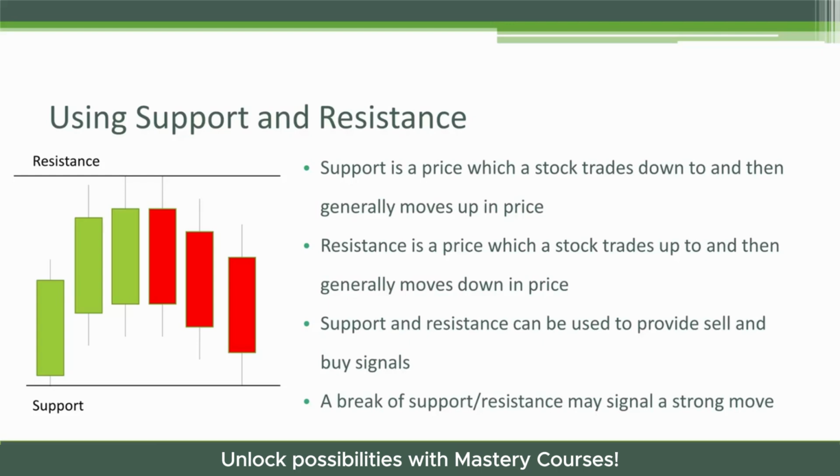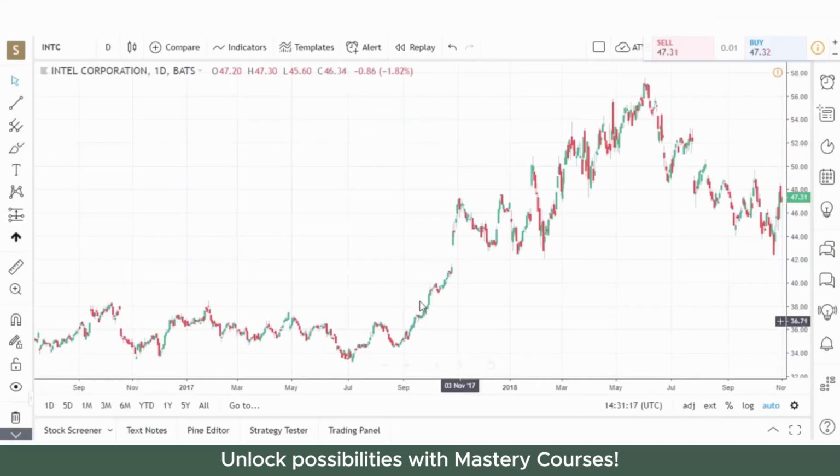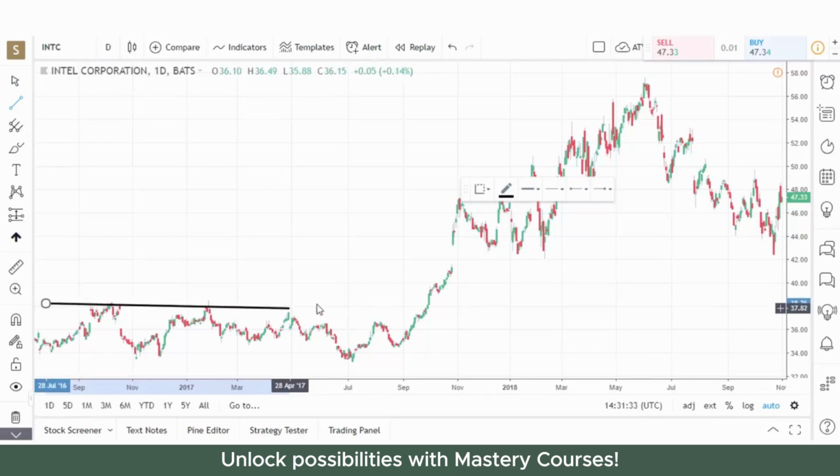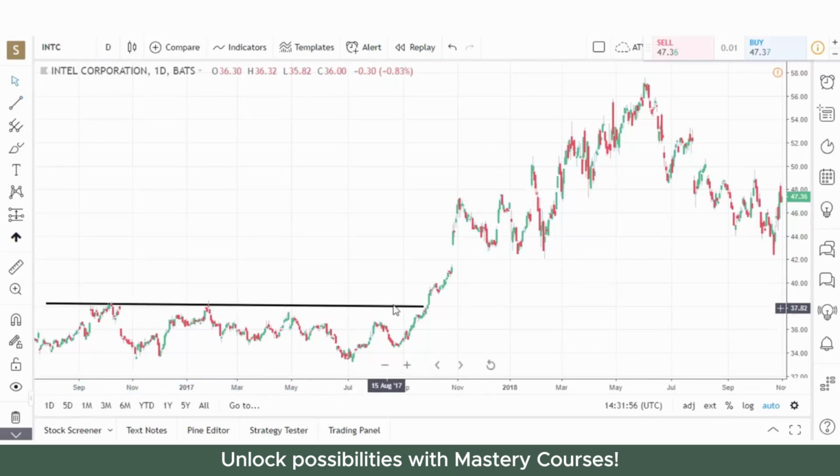So let's look at support and resistance on a chart. We're going to start with a chart of Intel. And here I've entered INTC in the upper left portion of the chart. It's a daily chart. We're using candlesticks. And I'm going to draw a support and resistance level at the beginning of this chart. Here, we have a resistance level.